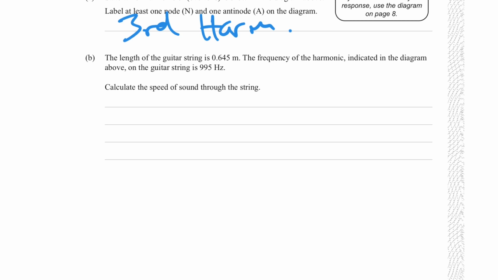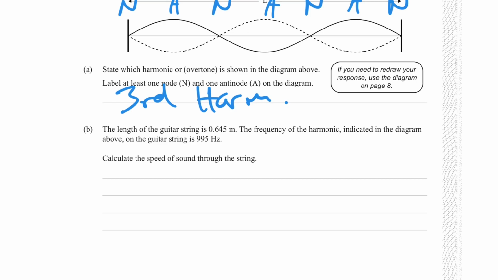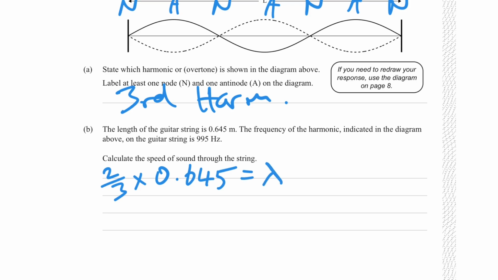The length of the guitar string is 0.645 meters. The frequency of the harmonic indicated in the diagram above is 995 hertz. Calculate the speed of sound through the string. So the wavelength you can see is 2/3 of that length. So 2/3 of 0.645 gives you the wavelength. You've got the frequency given to you there, 995 hertz.